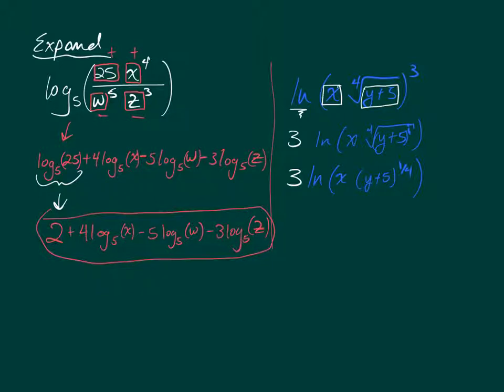So I'm going to forget about it for a moment, and I just want to concentrate on expanding what's on the inside here. So we have this base x and this base y plus 5. That means I can expand this natural log out into 2 different logs.